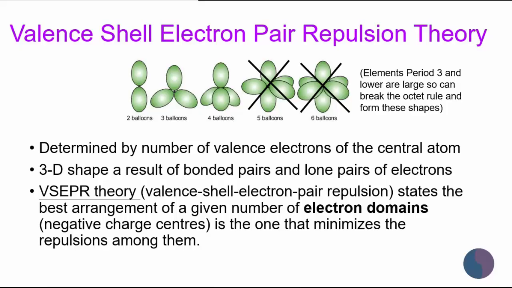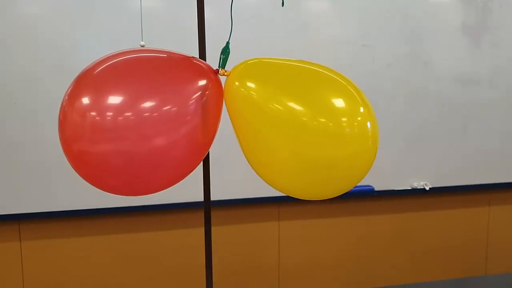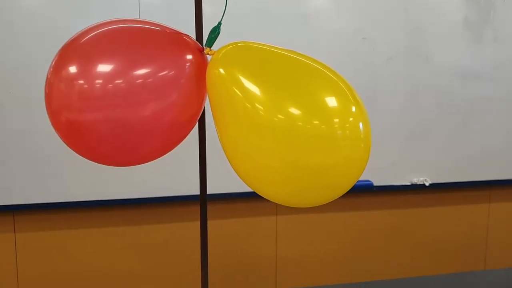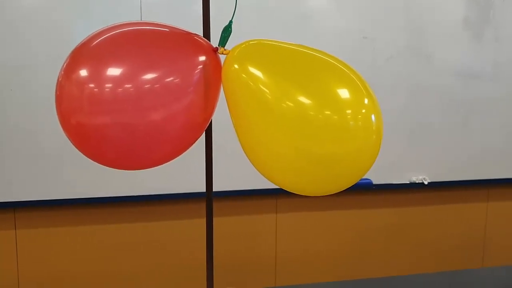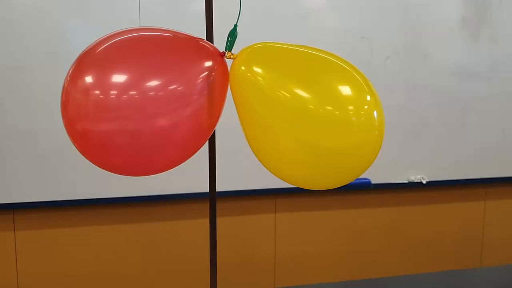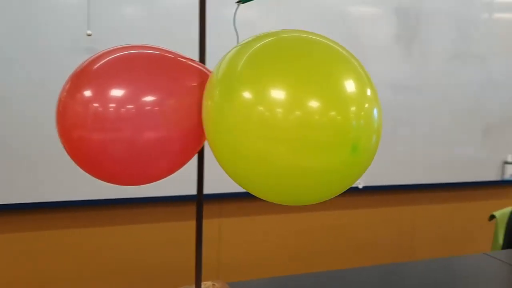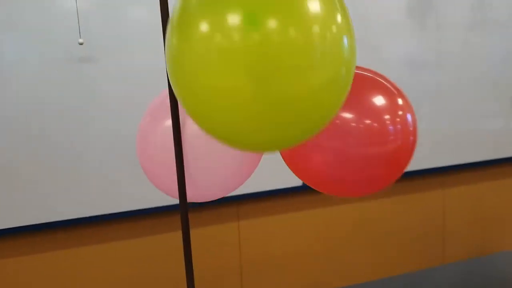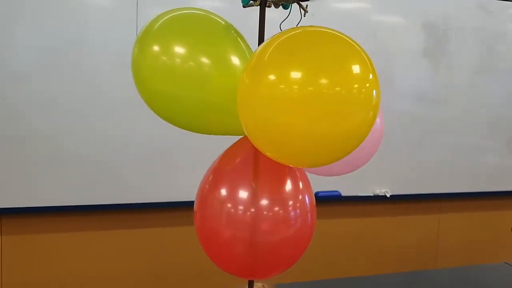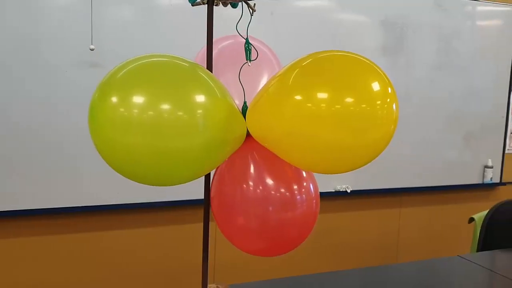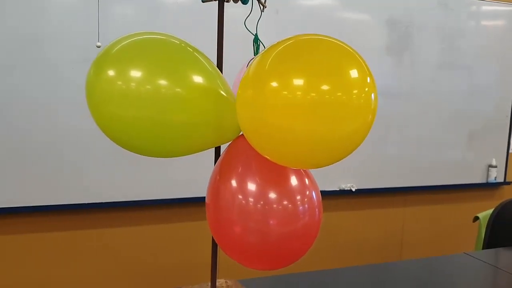So if you throw up two balloons tied to each other and just let it float around freely, it'll be linear. If you grab three of them, throw them up in the air, they'll actually be planar if you tie them well in the center. And if you tie four together and throw it around, they form a tetrahedral shape, evenly spaced as far away from each other as possible.